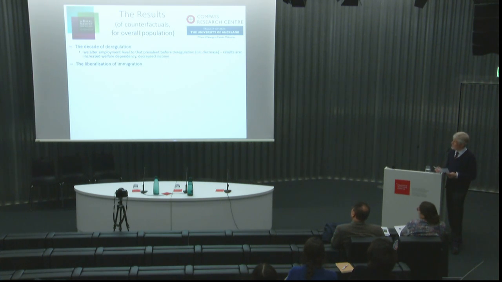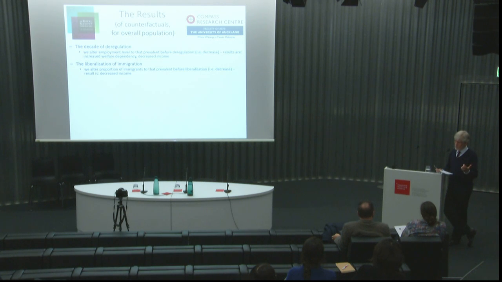Okay, this is easier, liberalisation of immigration. So what would have happened if we altered the proportion of immigrants to that prevalent before liberalisation? It's now 24%. Before that, it was very carefully controlled, largely from Britain and largely to specific jobs. And if we had returned to that, if we hadn't liberalised immigration, we would have decreased income.